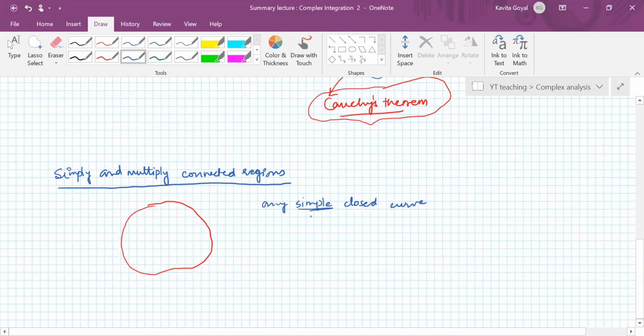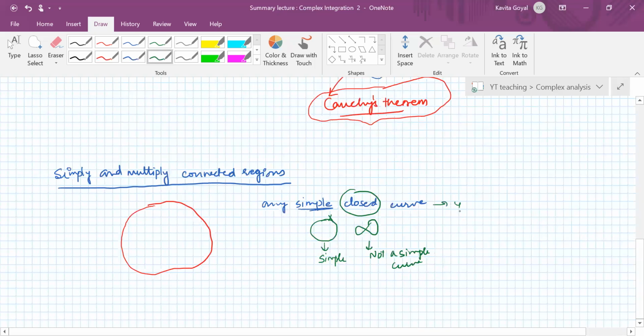simple means the curve is not intersecting with itself. For example, this curve is a simple curve and this curve is not a simple curve. Is that clear? And closed means that your initial point and the end point are the same.